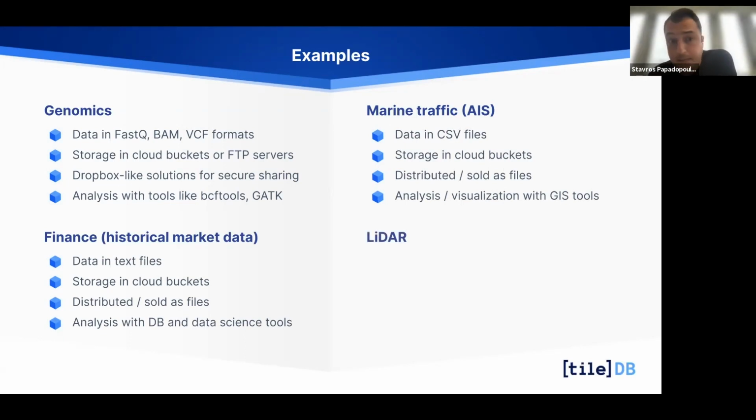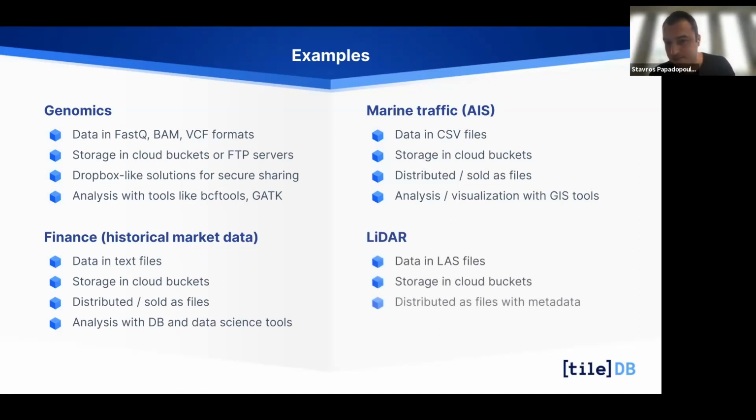And then LiDAR, again, yet another domain. The data is in LAS files, domain-specific, storage in cloud buckets, distributed as files with metadata, and analysis and visualization with GIS tools. So you see the pattern is there, and I'm going to elaborate on the problems in a bit. So let's take each problem one by one and understand what the actual issue is.